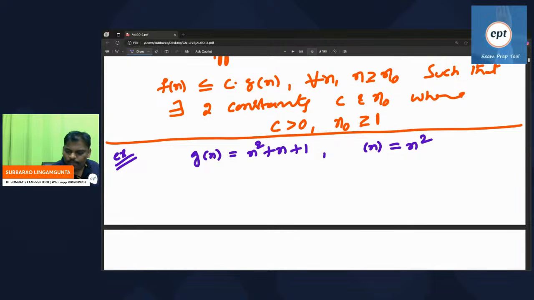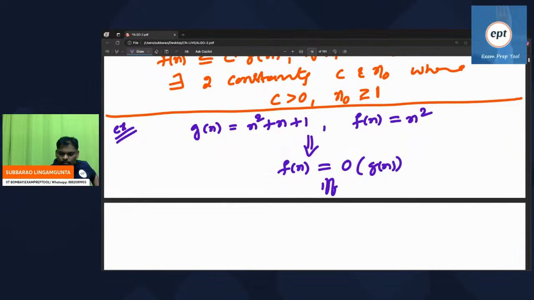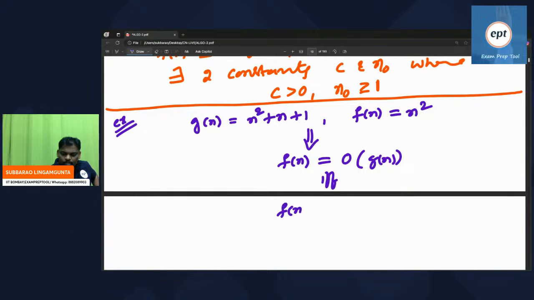g of n is equal to n square plus n plus 1. f of n is equal to n square. Now listen. If this is the question, I want to say f of n is big O of g of n. If and only if you want to say this, you have to satisfy this condition. What is the condition? f of n less than or equal to some c into g of n for all n where n is greater than or equal to n0. You have to satisfy this condition.